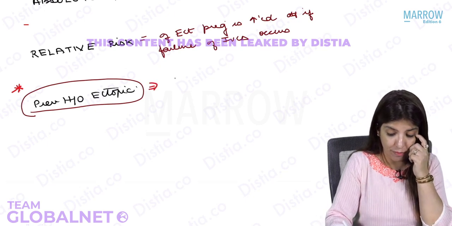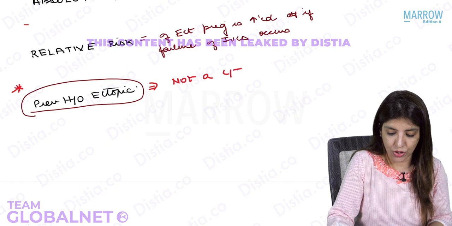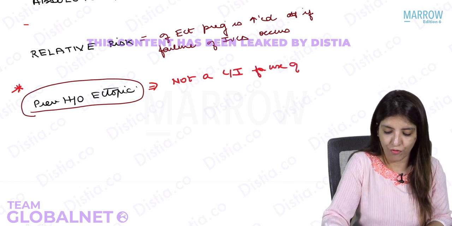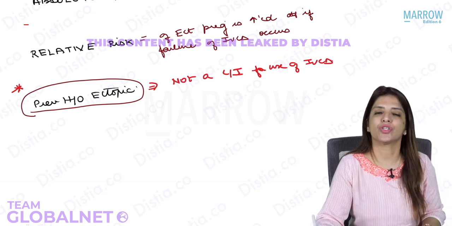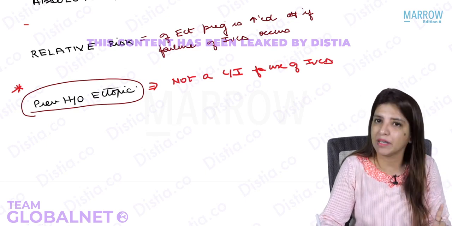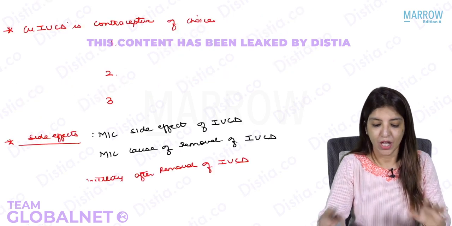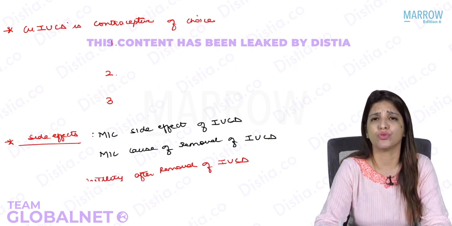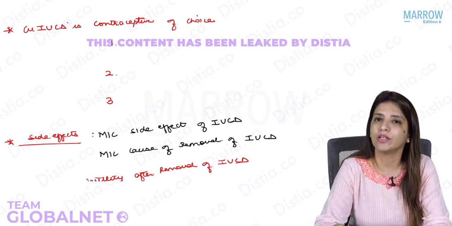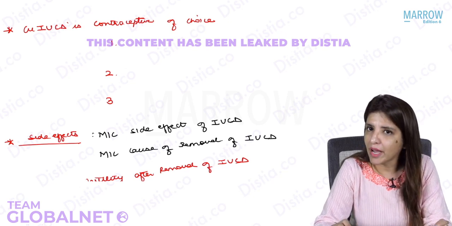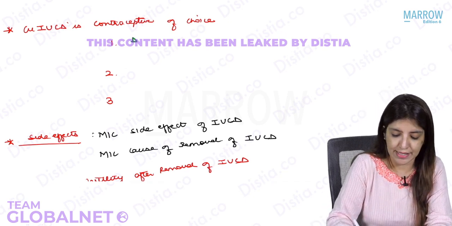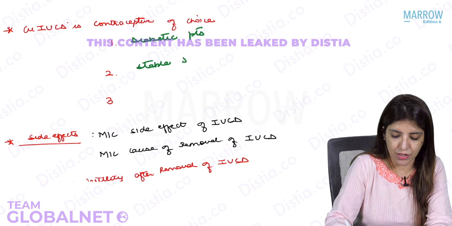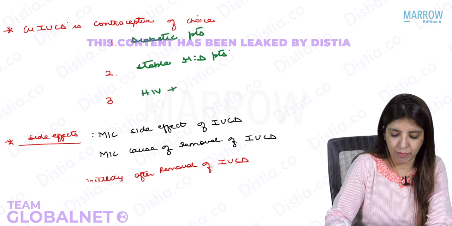So, history of ectopic pregnancy is not a contraindication for use of IUCD. So, previous history is not a contraindication. That's a very, very important thing which you have to remember. So, if I ask you, in which cases is copper IUCD the contraceptive of choice? Copper IUCDs are the contraceptive of choice in diabetic patients, in stable heart disease patients, right? And in HIV positive females.